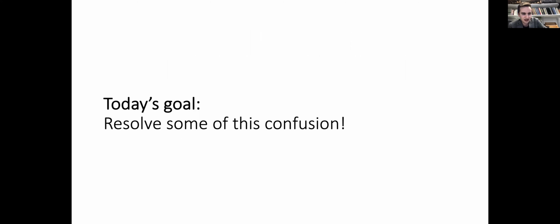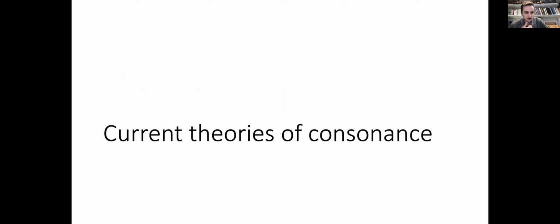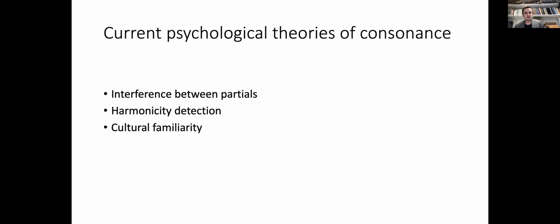So my goal in this talk today is to resolve some of this confusion. I'm going to begin by recapping current theories of consonance. I'll quickly review limitations of previous empirical research in this area, and then I'll describe some recent work we've conducted to resolve these issues. So let's begin with these current theories of consonance. These theories can be more or less organized into three categories: interference between partials, harmonicity detection, and cultural familiarity.